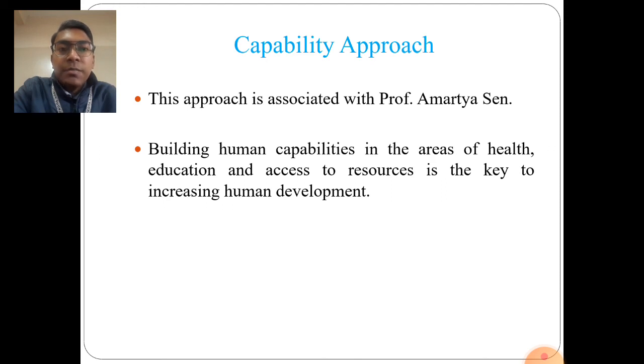If the capability of the people increases in these 3 fields, obviously the people will enjoy more freedom, be more knowledgeable, be healthier, and enjoy a better living standard, thereby increasing the level of human development. So this is the capability approach. These were the 4 different approaches to study the problem of human development. I hope you all are clear about the different approaches.